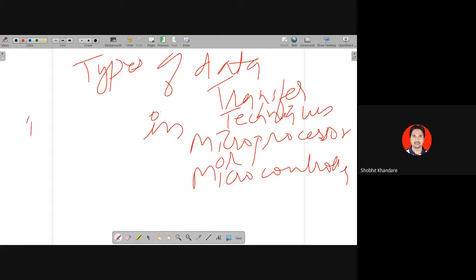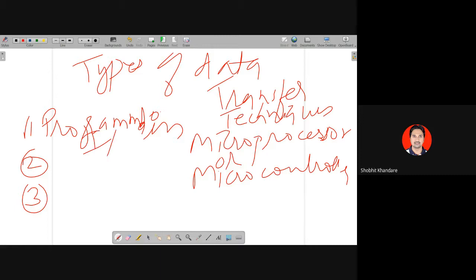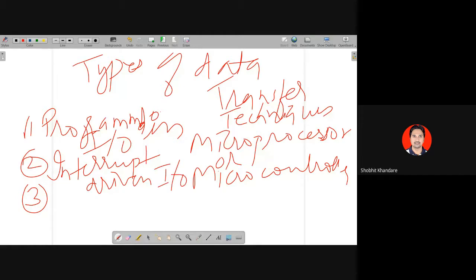So there are three. The first one is programmed IO. The second one is interrupt driven IO, and the third one is DMA. So you have this DMA in your syllabus. So actually we should know just in general what is a programmed IO and what is interrupt driven.